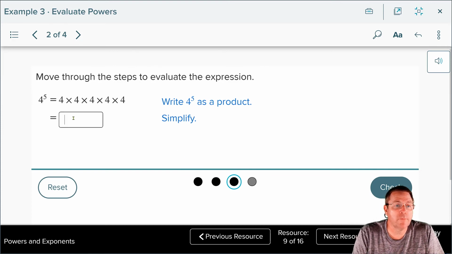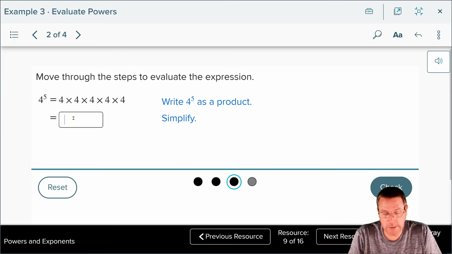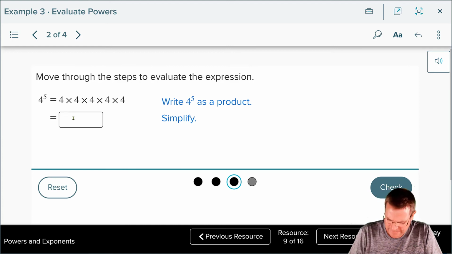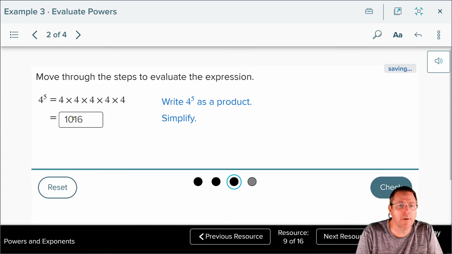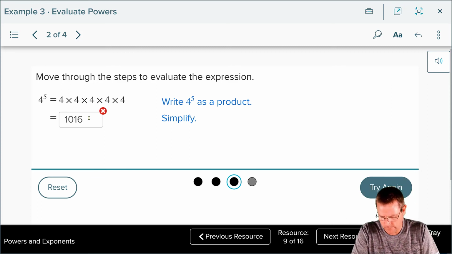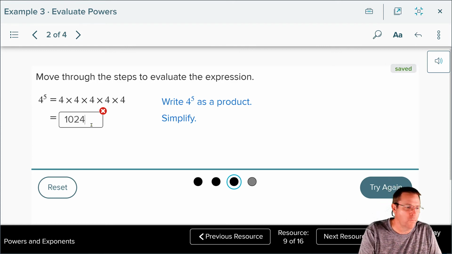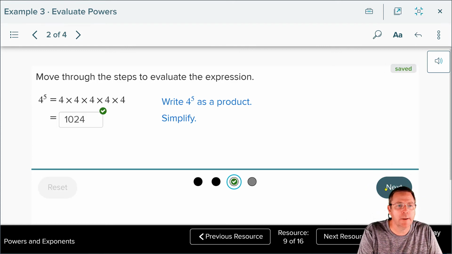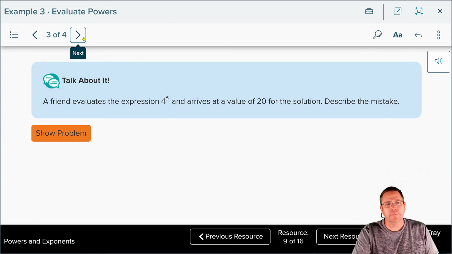From there, if we were to simplify that, well, 4 times 4 is going to be 16. 16 times 4 is going to be 64. 64 times 4, that's going to be 256. And 256 times 4, that's going to be 1016. Did I do that right in my head? I'll be impressed if I did. Oh, I didn't do it right in my head. All right, hold on. I was so close. It's actually 1024. Try it again, and it checks this time.